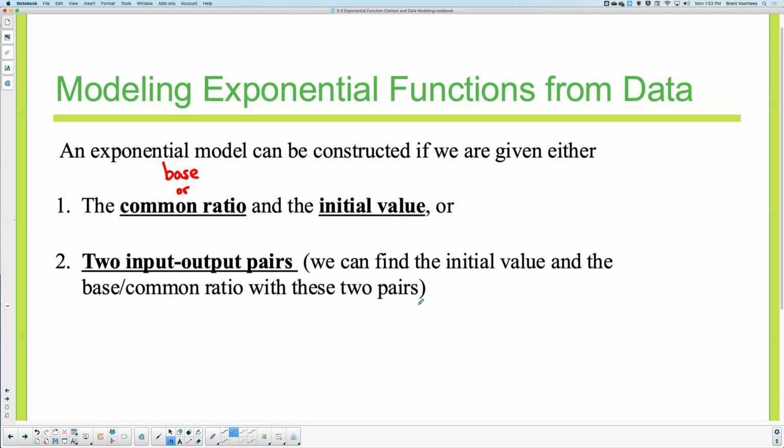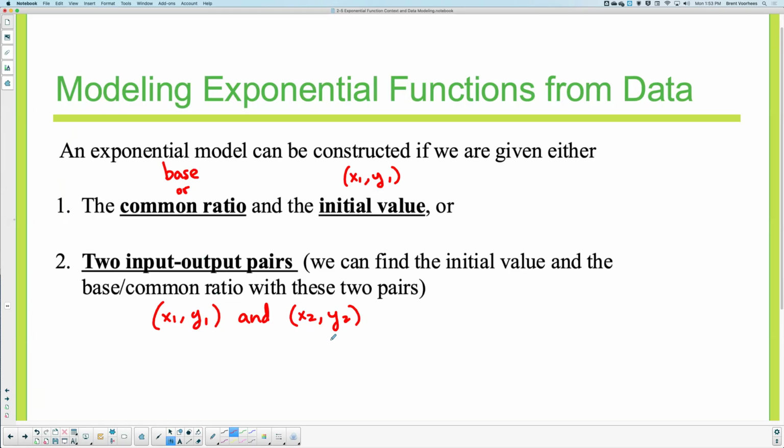And the initial value, which would be referring to x1, comma, y1. If you know the base and x1 and y1, you can write the equation. Or if you know two input-output pairs, meaning you know an x1, comma, y1, and you know a x2, comma, y2, if that makes sense. As long as you have two pieces of information, you can write an equation.